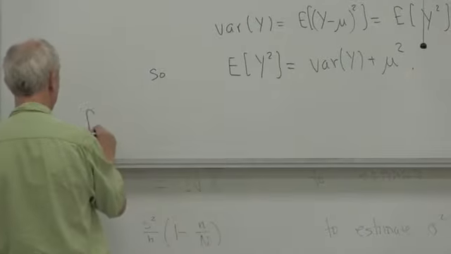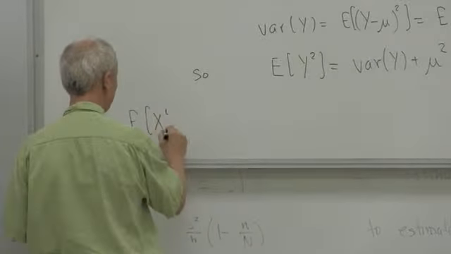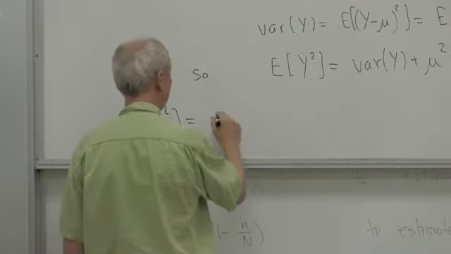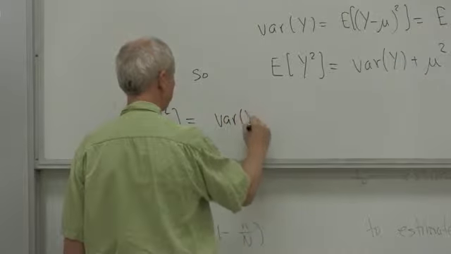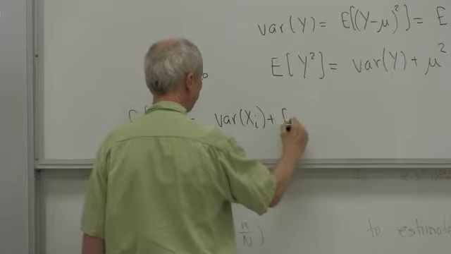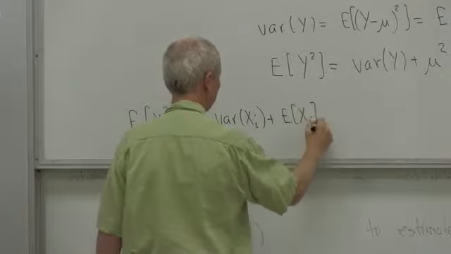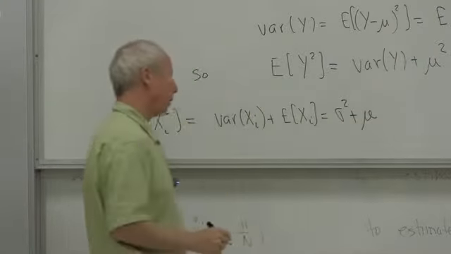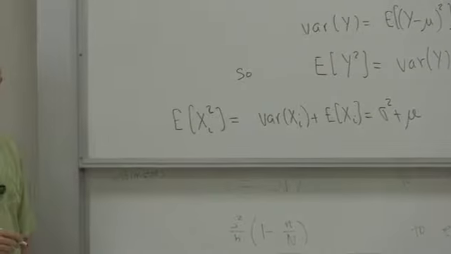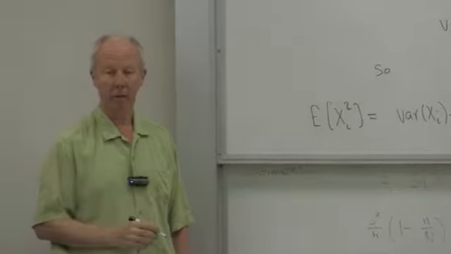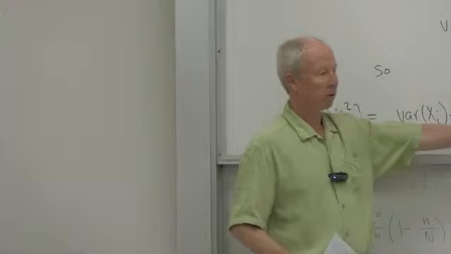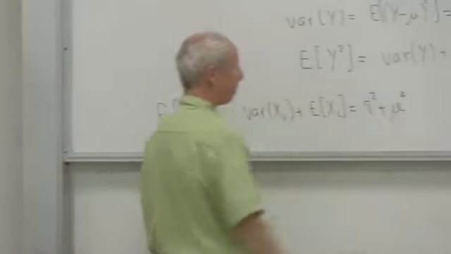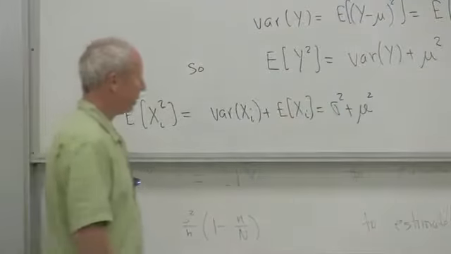So the expected value of xi squared is the variance of xi plus the expected value of xi, squared. But we've done this before. The variance of xi is sigma squared, and the expected value of xi is mu because of simple random sampling. This is the true population variance, the true population mean. Okay, squared. Thank you.